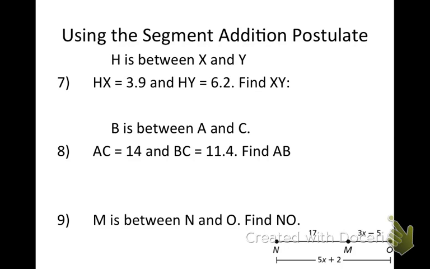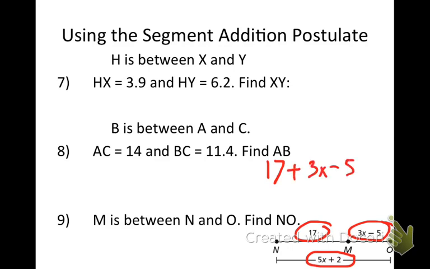Okay. I'm going to put the editor back on here. Does everybody agree I have a 17 here as a part and 3x minus 5 as a part, right? If I add those up, what should I get? Should I get the whole? Yeah. So I'm going to say 17 plus 3x minus 5 equals, what's the whole segment length? I set that equal to 5x plus 2.